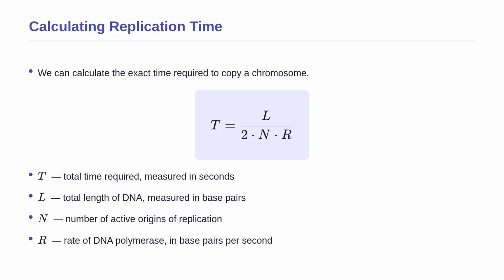This incredible speed brings us to a mathematical relationship that governs biological timing. The formula shown calculates the total time required to replicate a chromosome. T represents the total time in seconds. L is the total length of the DNA molecule in base pairs. N stands for the number of active origins of replication. And R is the copying speed of the enzyme in base pairs per second. Notice the number 2 in the denominator? This is because replication moves in both directions from each origin. If the number of origins increases, the total time decreases dramatically.